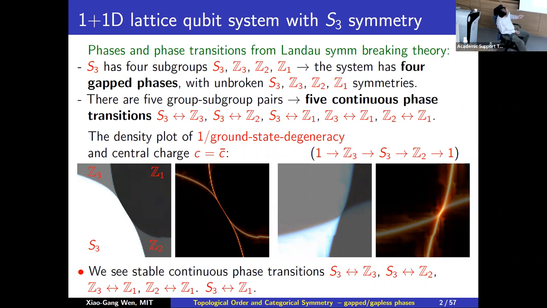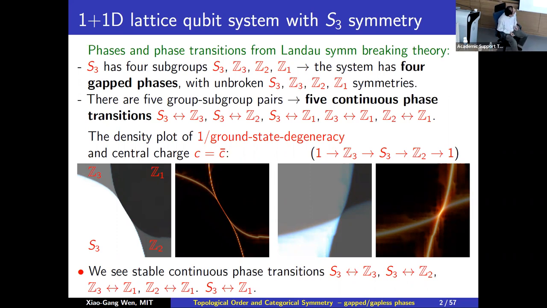We know that S3 has four subgroups: S3, Z1, and also Z2, Z3. And there are four symmetry breaking phases, which have unbroken symmetries given by S3, Z2, Z3, and Z1. So we use the unbroken symmetry to label those symmetry breaking phases. Because they're discrete symmetries, these are gapped states. So there's already a question: do we have other states in addition to these four symmetry breaking states? Do we have other gapped phases like SPT phases for S3 symmetry? According to group cohomology theory, the answer is no. But you may go beyond group cohomology and get something else.